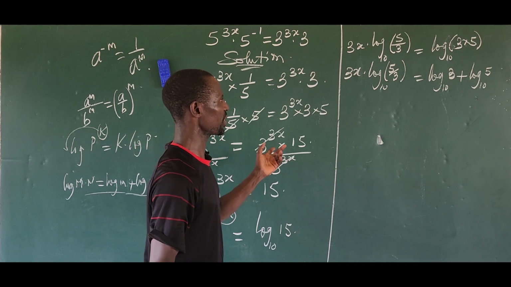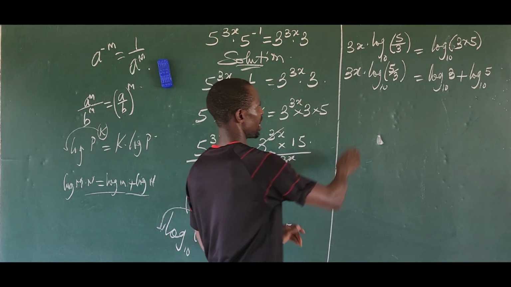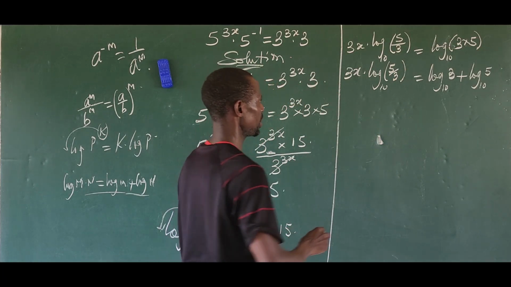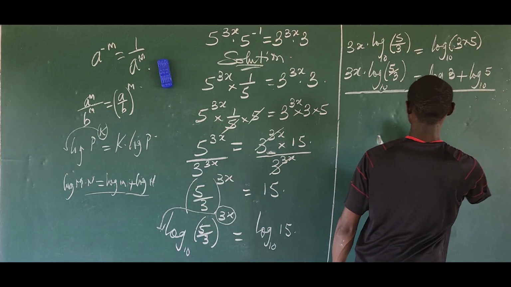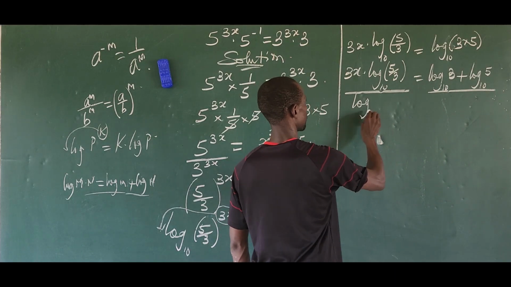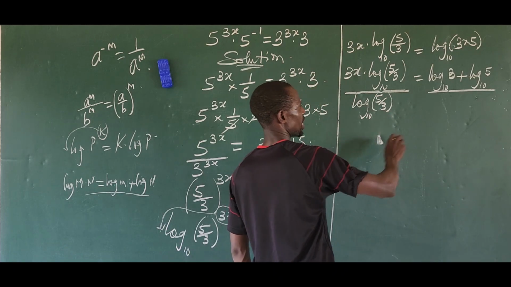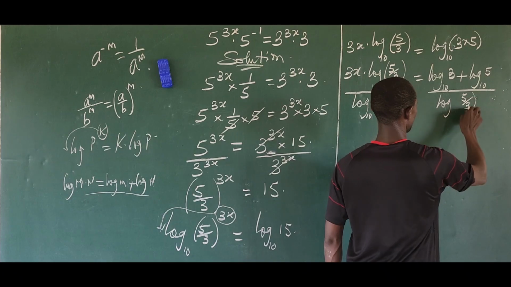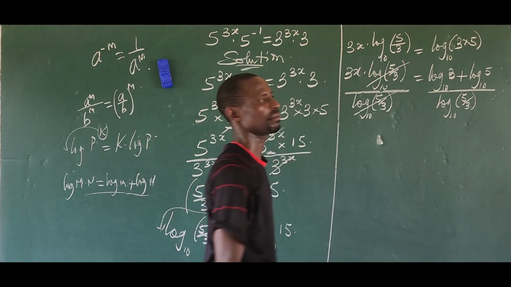Now we are looking for our x, so we have to divide through by log 5 over 3. If we do that, we'll have here divided by log of 5 all over 3, base 10. Cover this and this, and this will leave us.